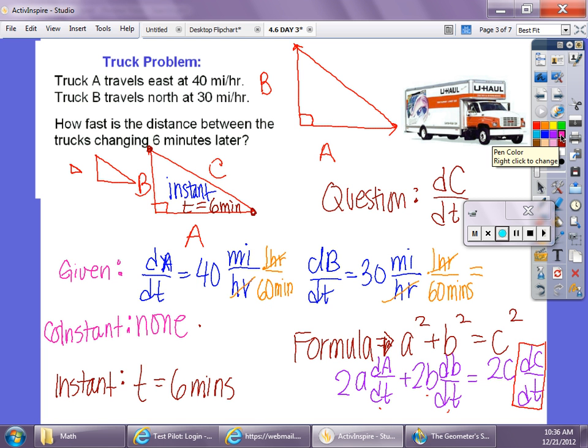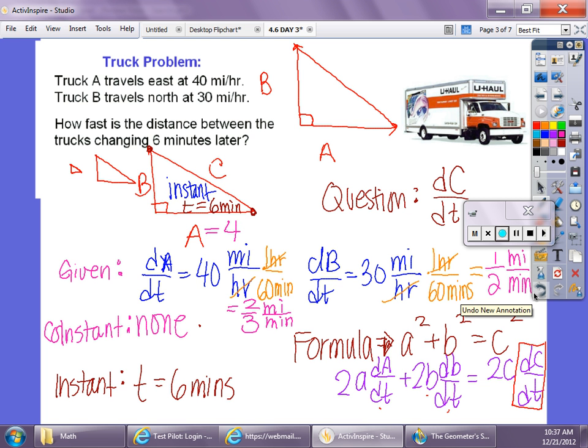All right, so this dA/dt turns into, I believe, 2/3 miles per minute. How you really read that? 2 miles every 3 minutes. This one turns into 1/2 miles per minute. 1 mile every 2 minutes. So now, if I want 6 minutes later, if I'm driving 2 miles every 3 minutes, how far did I go in 6 minutes? Ooh, be careful. I went 2 miles in 3 minutes. How far did I go in 6 minutes? I did 4 miles in my 6 minutes. Letter B, I went 1 mile every 2 minutes. Therefore, I went 3 miles in 6 minutes. Therefore, if this is 3, this is 4, then this distance is 5.